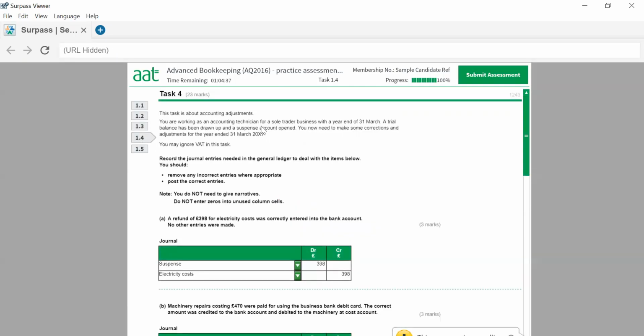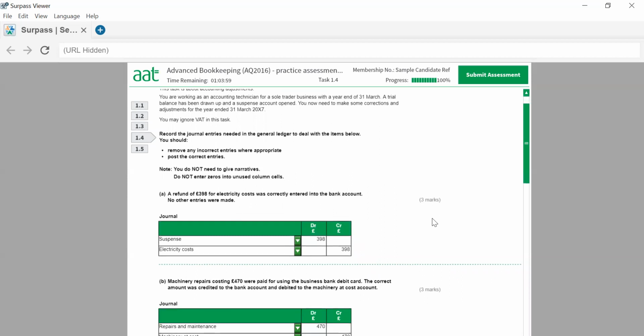You're working as an accounting technician for a sole trader business, 31st of March. The trial balance has been drawn up and a suspense account has been opened. You now need to make some corrections and adjustments for 31st of March 2007. It says record the journal entries in the general ledger to deal with the items below. Remove any incorrect entries where appropriate and then post the correct entries. You do not need to give narratives. Do not enter zeros into unused column cells.